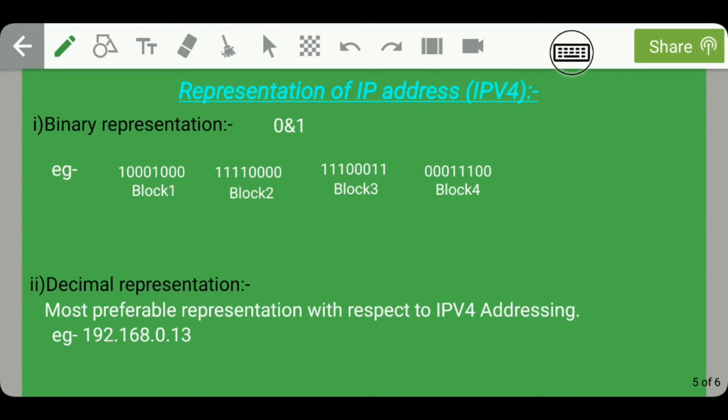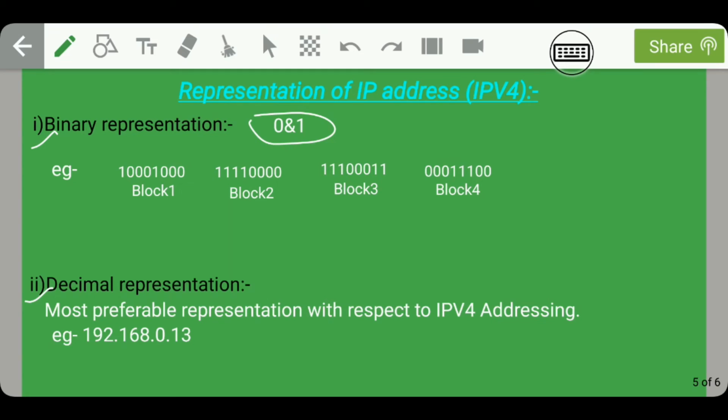Guys, moving on, let's talk about how an IP address is represented in the IPv4 addressing system. So there are two ways to represent an IP address in IPv4. They are binary representation and decimal representation. Guys, binary means only two states will be there. One is high state and the other is low state, that is 1 and 0. Therefore, the entire IP address will contain only these two digits, that is 1 and 0.